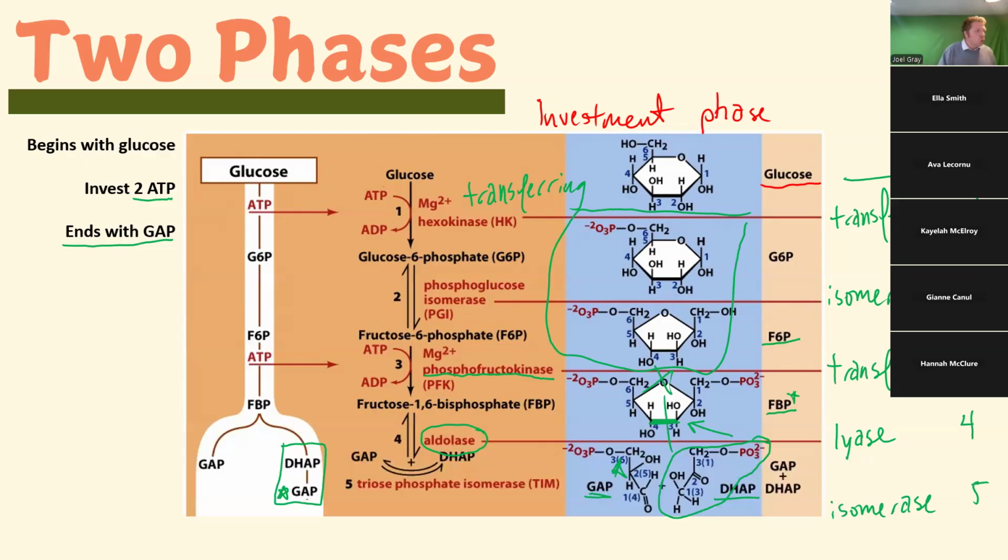I do want you to know the steps. Hexokinase, HK. What I always started out with was remembering the acronyms. So I'd go HK, PGI, PFK, aldolase, there's not really an acronym for that one, and then TIM, or triose phosphate isomerase. So those are my steps and the enzymes that catalyze those steps.